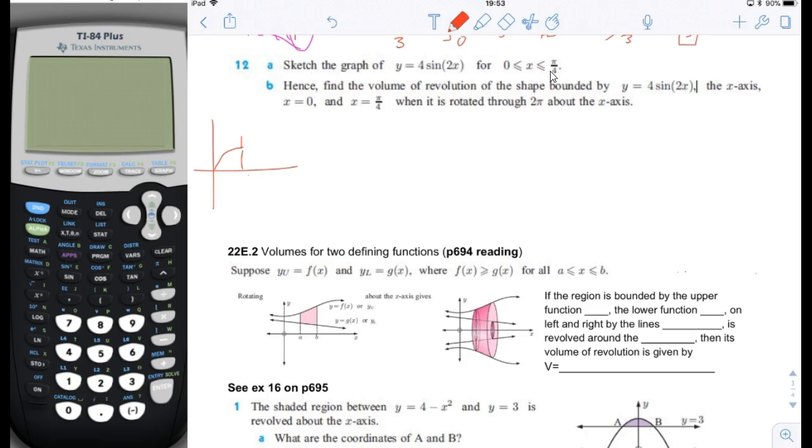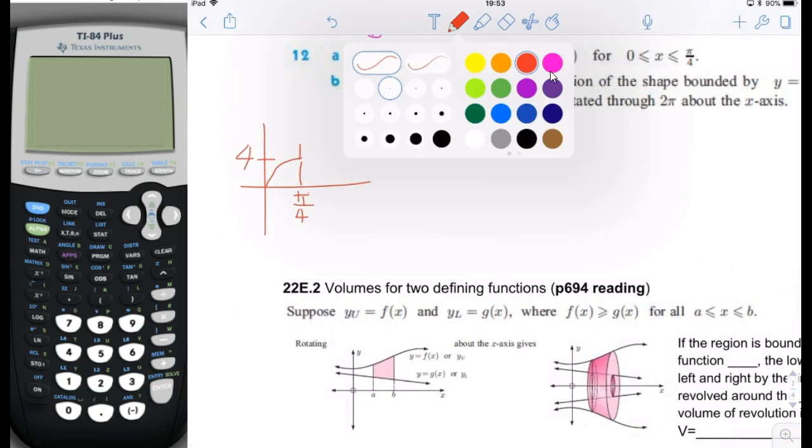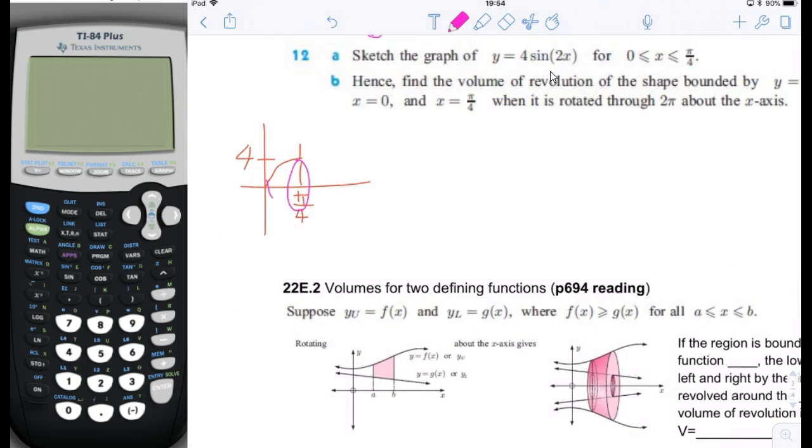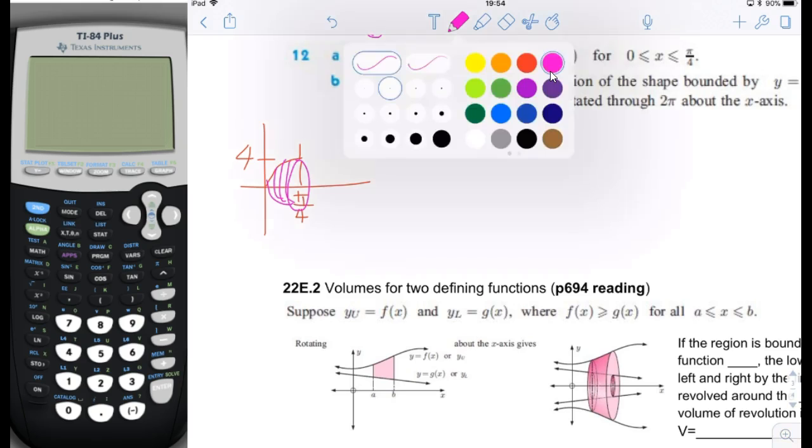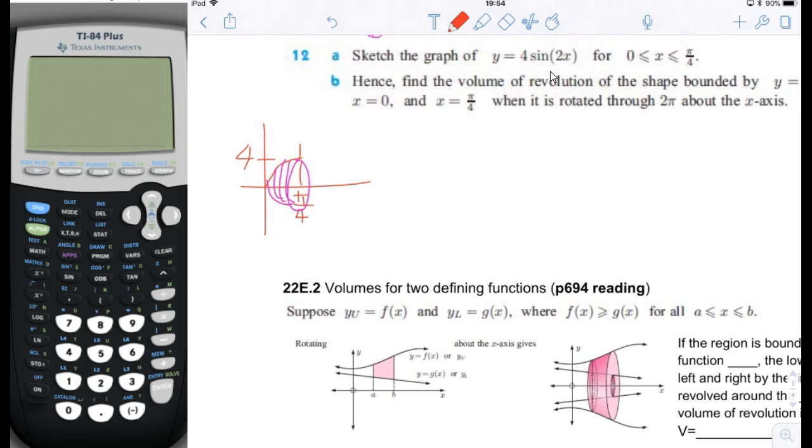So that would look kind of like that, right? It is 4 high because the a value is 4, and the x value here is pi over 4. And we are going to rotate it around the x-axis. So basically that would look kind of like this. Okay, so let's write the integral for that. It's going from 0 to pi over 4. The function is 4 sine of 2x, dx.